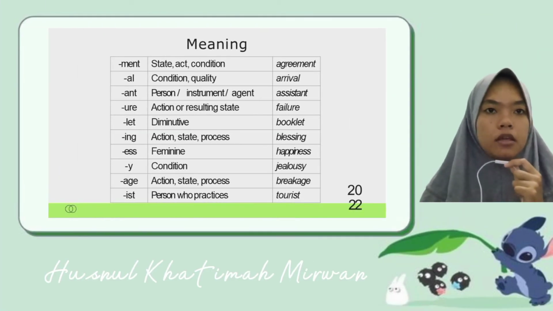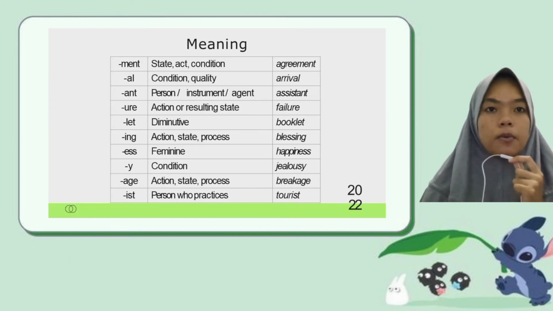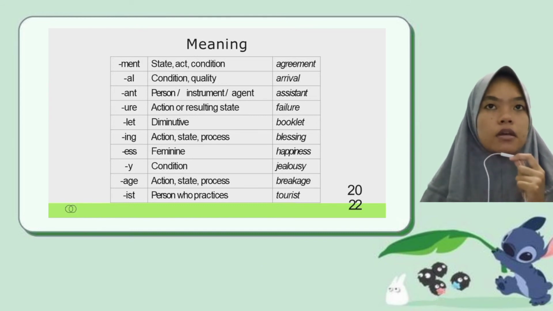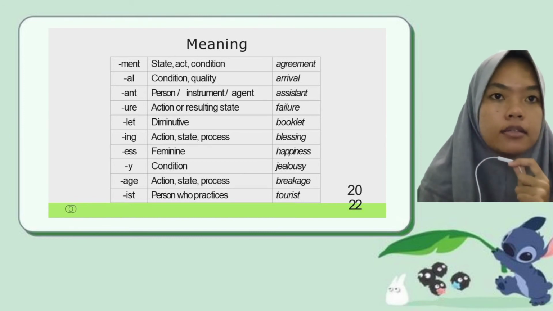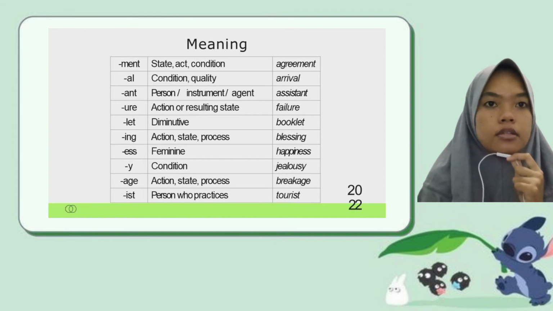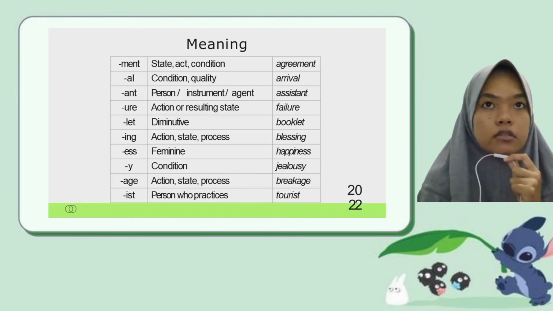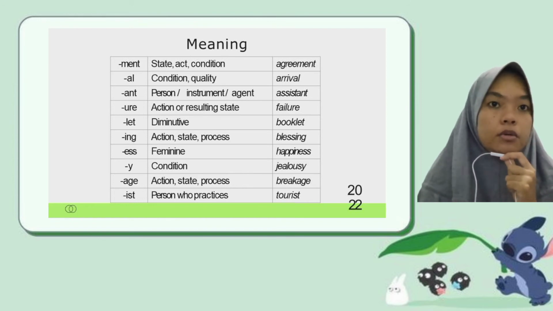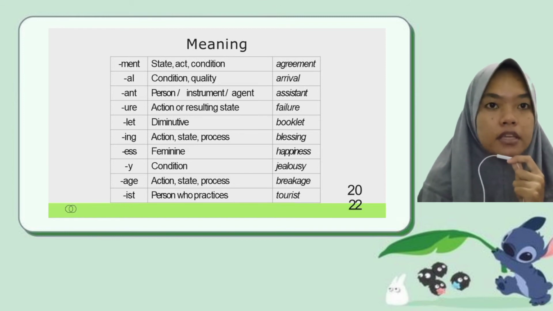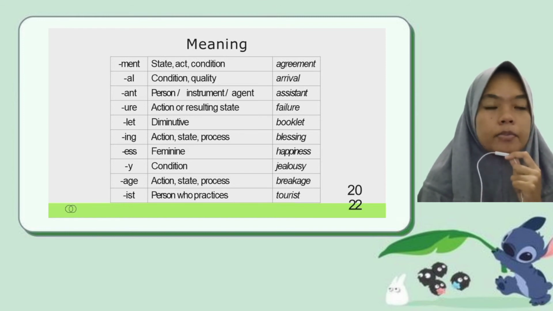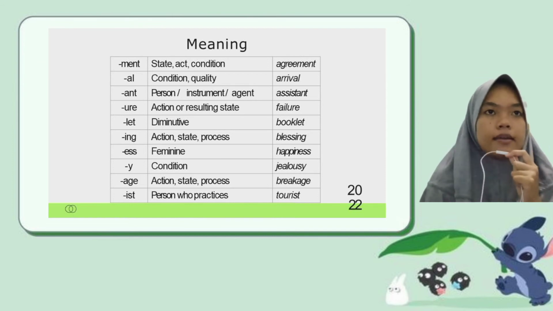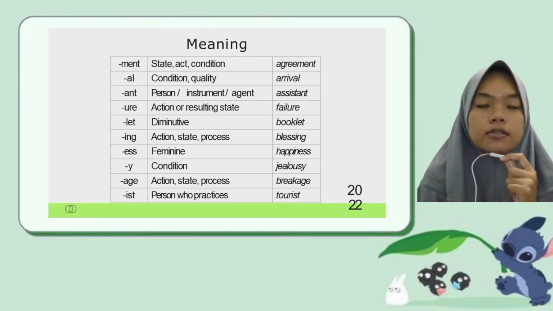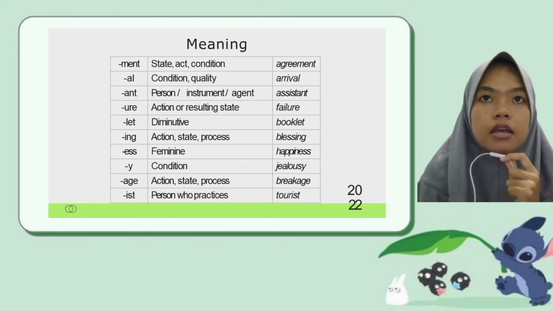Okay, I will explain this part, which is the last part of our group presentation. We can see in the table there are some suffixes, and we know that a suffix is an affix which is placed at the end of a word to create a new word. And here are some examples.